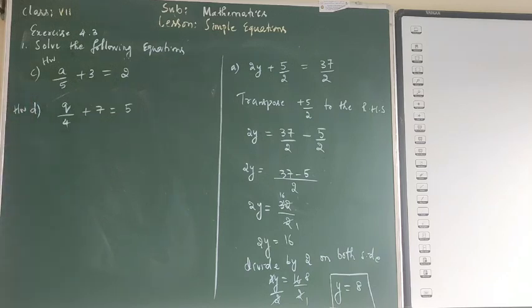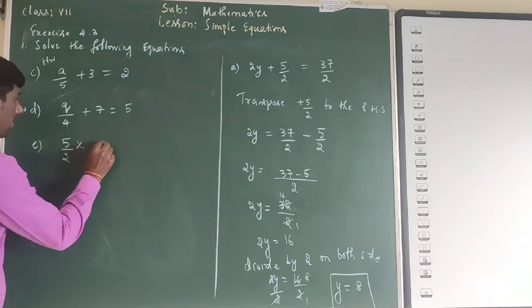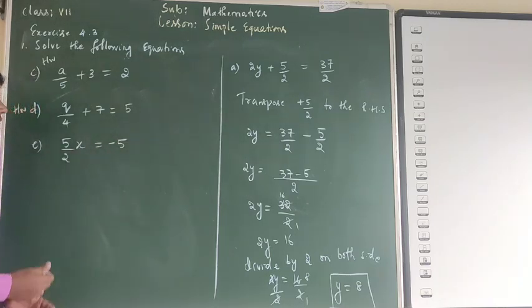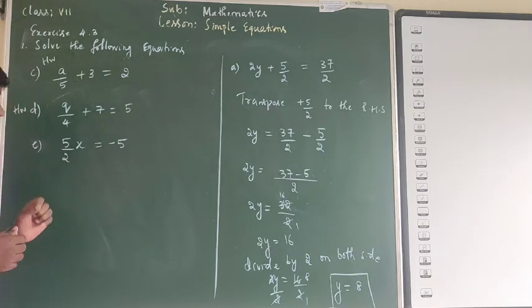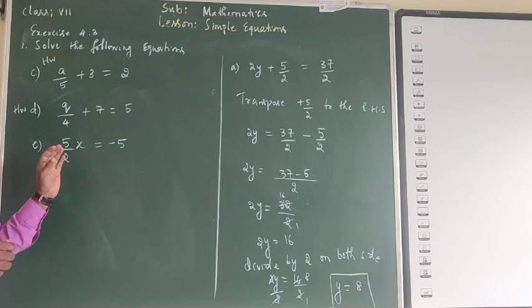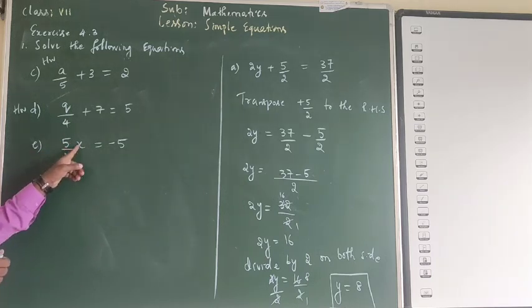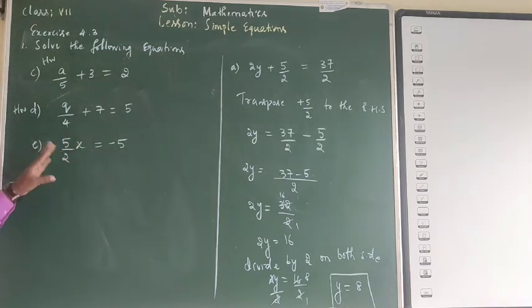Okay? E: 5 by 2 x is equal to minus 5. Here nothing will be there to transpose because nothing is added or subtracted. Okay? Only thing, 5 is multiplied and 2 is divided. That we need to remove. For that, I'll solve the fifth one, E, as a solution.